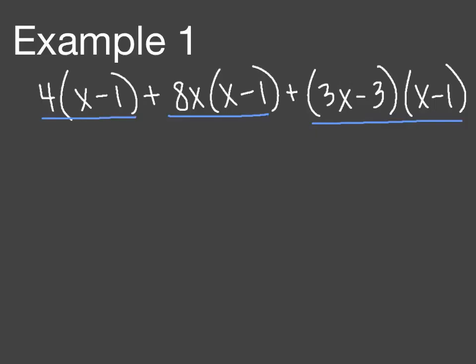So I have to ask myself, what do all three of these terms have in common with each other? Well, I can easily see that all of the terms have x - 1. So that is going to be my GCF. That is what all of the terms have in common. So I'm going to pull that out and put that in the front.